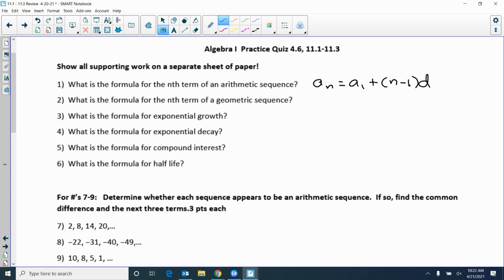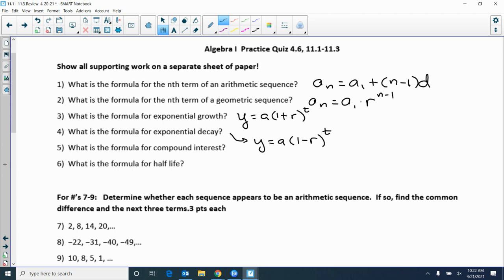The formula for the nth term of a geometric sequence is a sub n equals a sub 1 times r to the n minus 1. Exponential growth. What's that one, Evan? Is it y equals a, then parentheses 1 plus r, to the t? Yep. Exponential decay is 1 minus r. Okay?